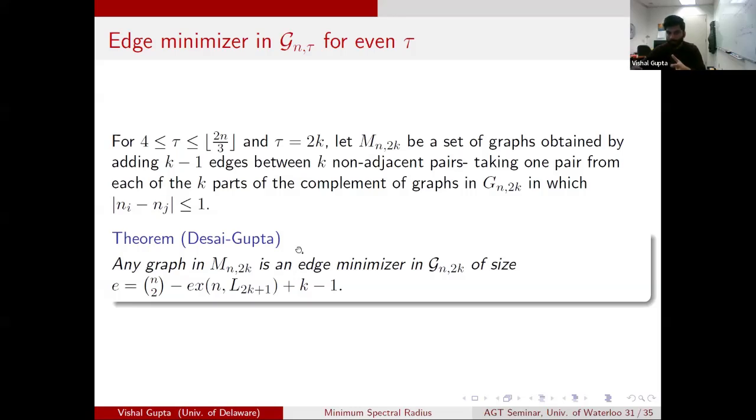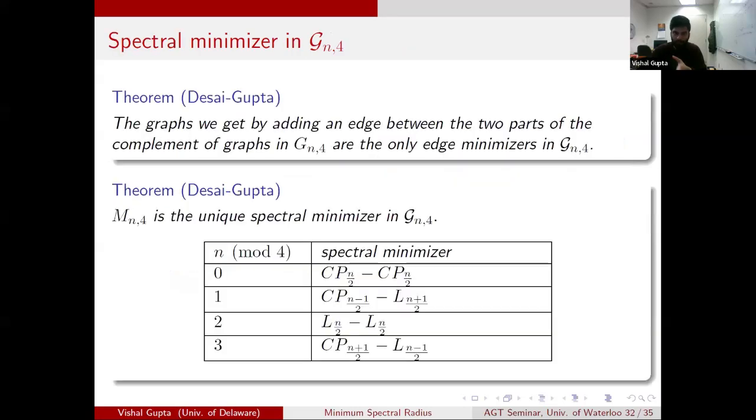And the reason to do this is we believe that this set contains the spectral minimizer for this class. So first we showed that any graph in this set M(n,2k) is an edge minimizer in this class with given dissociation number 2k with this many edges. And the next thing is to show whether it is true that any spectral minimizer belongs to this set M(n,2k). So we started with a small example.